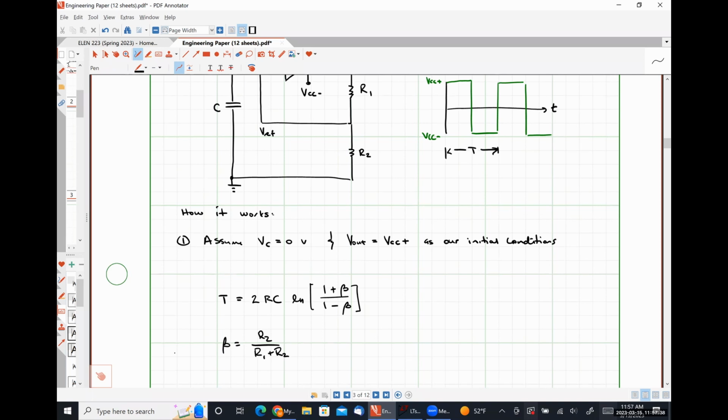Generally speaking, the time it takes for this thing to go through one cycle is largely based off of the time constant R times C. And then these resistor values effectively give you fine tuning within this relationship. That is what I have for today.